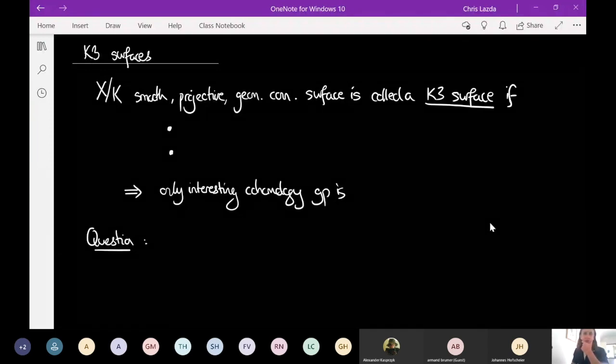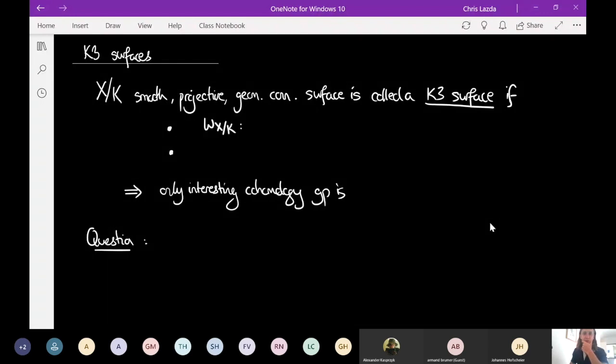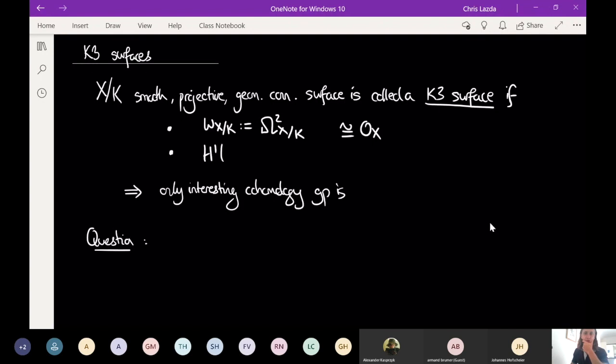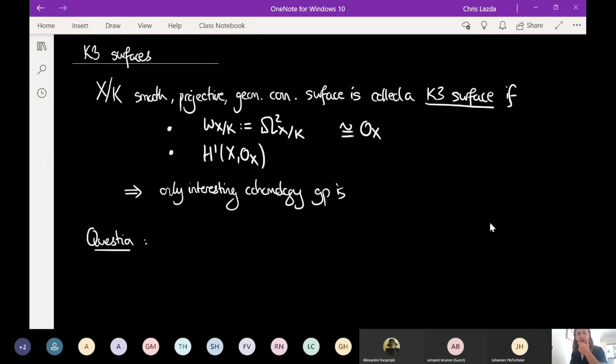A K3 surface is just going to be a smooth projective geometrically connected surface over my field, capital K, such that its canonical divisor, which is defined as the top degree differential forms, is trivial. So it's just isomorphic to the structure sheaf, and such that the dimension of the first cohomology group of the structure sheaf is 0. So the first cohomology of the structure sheaf vanishes.